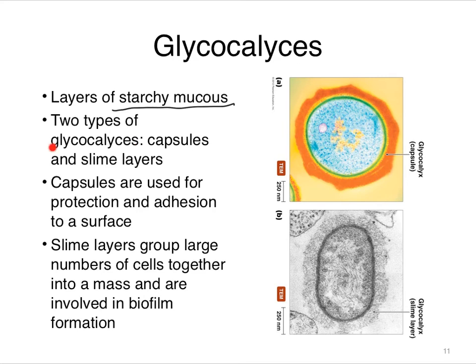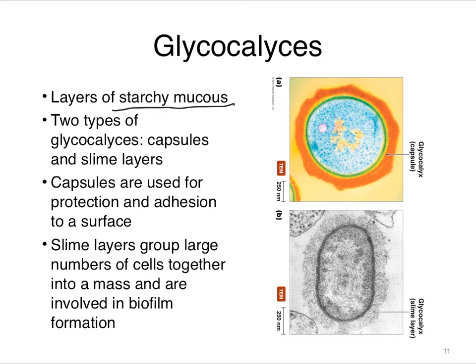Glycocalyx, by the way, just means sugar coating. It's starch, but starch is just a polysaccharide of sugars. But there are capsules and slime layers. Capsules are generally a bit thicker, and they're usually pretty clear which bacteria owns which capsule. They aren't quite fluid enough that they just blend with each other. So here we see a bacteria with a capsule surrounding it. And this capsule is a thick mucus. Does two main things for it.